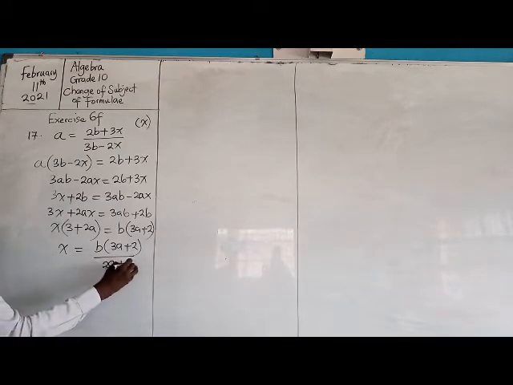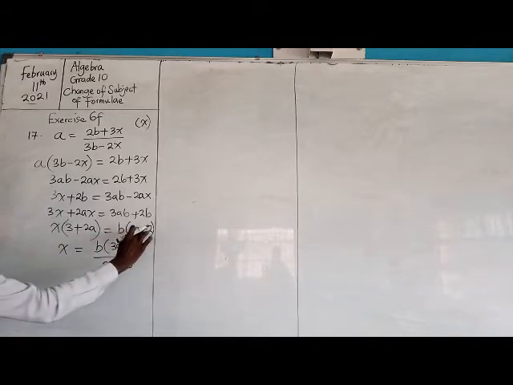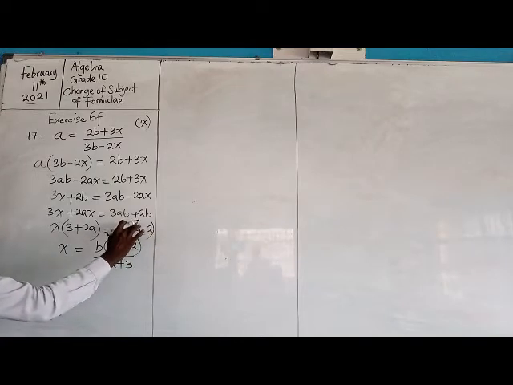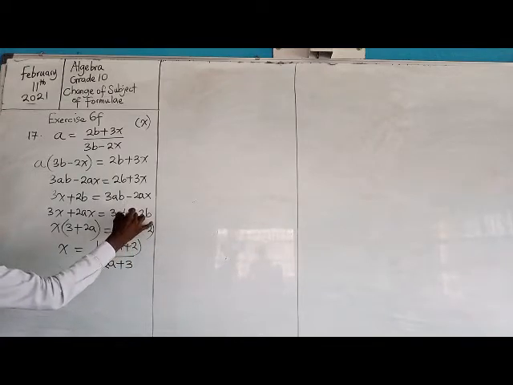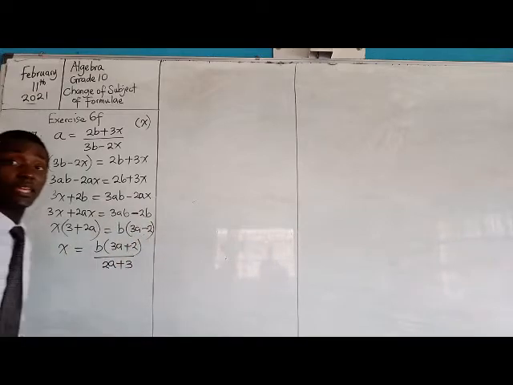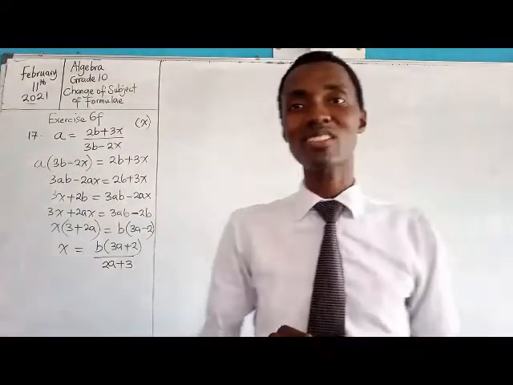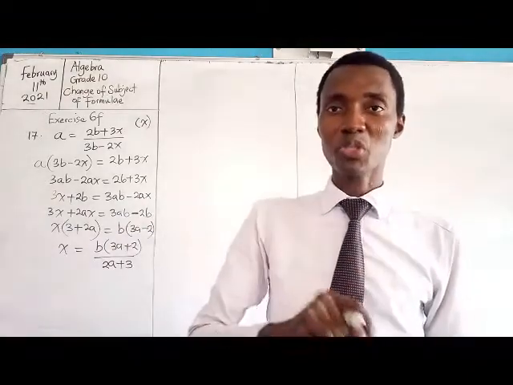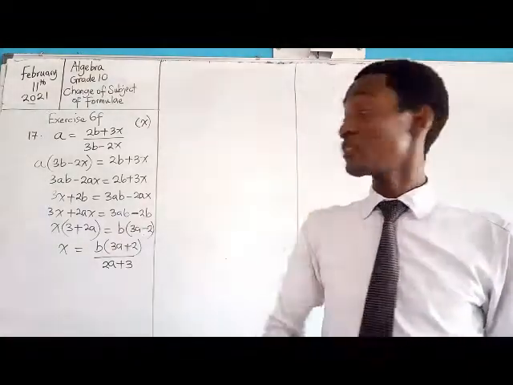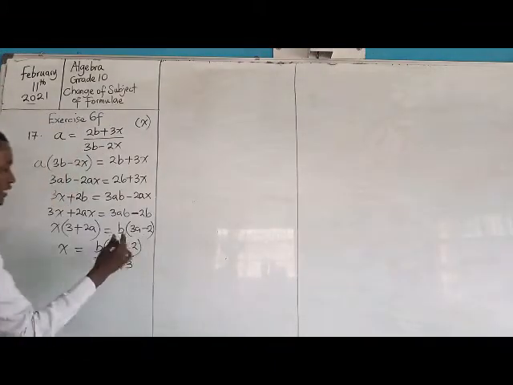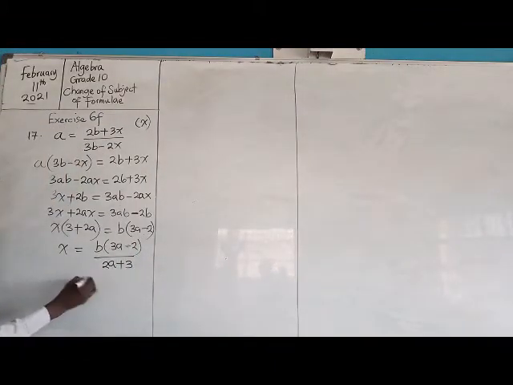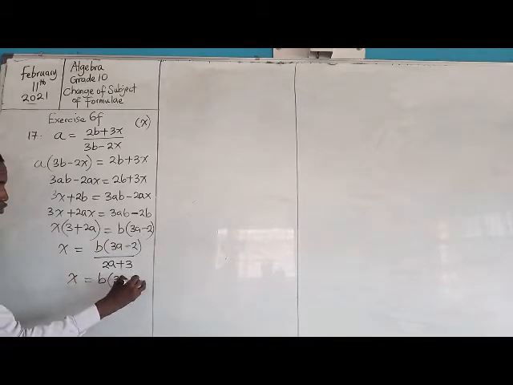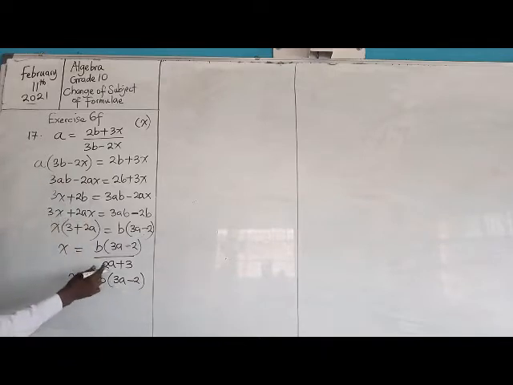2a plus 3. But you should recall that this was positive here, so as such, if it crosses the equality, I should be having a negative here. So take note of that. These are little errors you can make in an exam setup, so you must look out for them. That's why we talk about the concept of additive inverse. So with that correction taken note of, we're going to have that x will be equal to b into 3a minus 2, and 2a plus what?